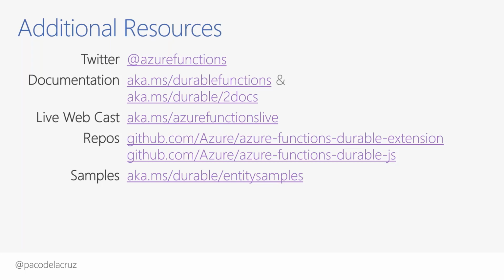Okay, there are some additional resources. You can follow the functions team to be aware of the latest releases and updates. You can also see the documentation of Durable Functions and Durable Functions 2.0. They also have a live webcast probably every month. You can also have a look at the repos. The runtime and the engine behind Durable Functions is open source. The extension and the implementation for C# and Node is available, so you can even contribute or see what's happening behind the scenes, and there are some samples as well.